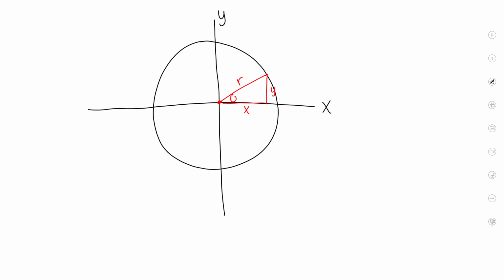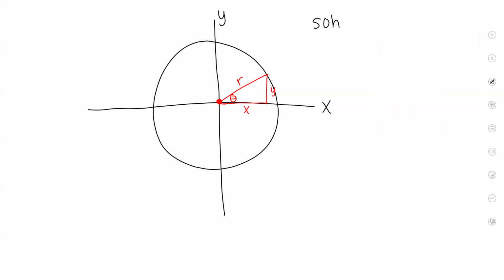This is theta. Theta is always closest to the origin. It's never going to be here or here. It's going to be by the origin. So let's look at some basic trig functions.